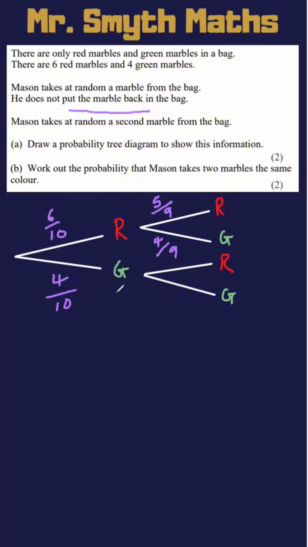Let's go to the green part again. So with the green, if I take a green out, it was 4 out of 10. But if I take a green out, there's now only 3. And there were 10 in the bag, so now there's 9 in the bag. So this is what the first bit looks like for the full 2 marks.